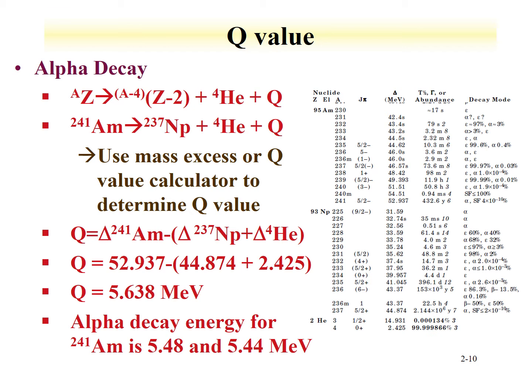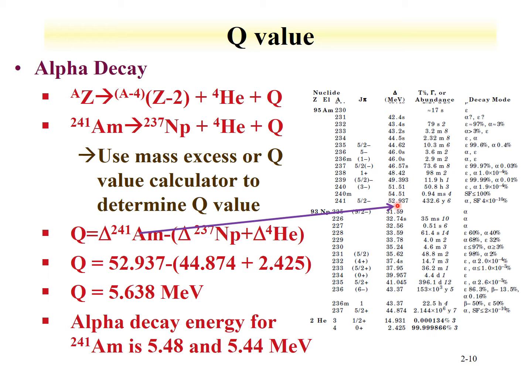So we can use mass excess to determine this. We can also do this with something called the Q value calculator, and I'll show you how to use that later in this lecture. But let's consider the terms that we have here. I need to get the mass excess of americium, neptunium, and the helium nucleus. The mass excess of americium, here's the mass excess. Here are the isotopes of americium.